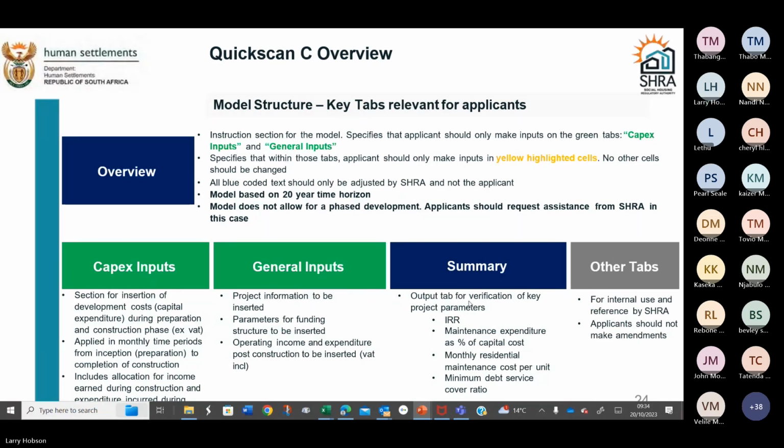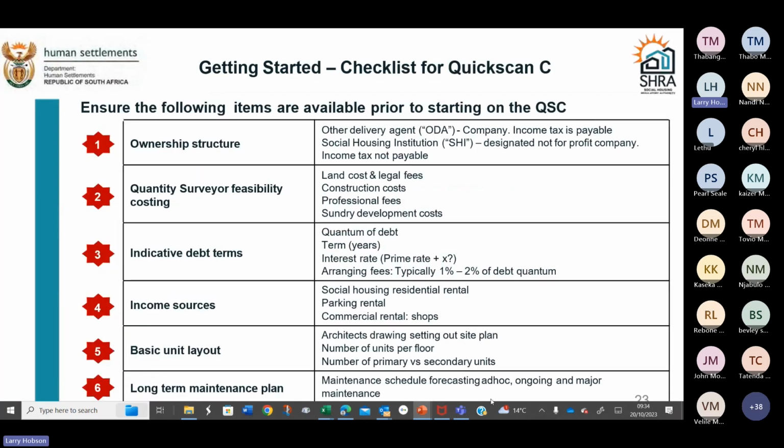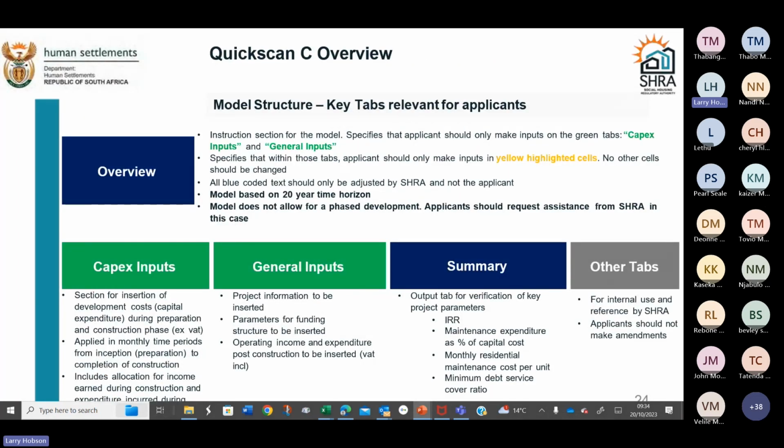The summary sheet includes everything, all on one page, nicely set out. In there you'll see your IRR, how you're doing with your maintenance expenditure, what your maintenance costs are, and your debt service cover ratio. It's been formatted to highlight if there's a problem; the colors will change. There are some other tabs, but those are just for internal use by the SHRA and not to be used by the applicants.